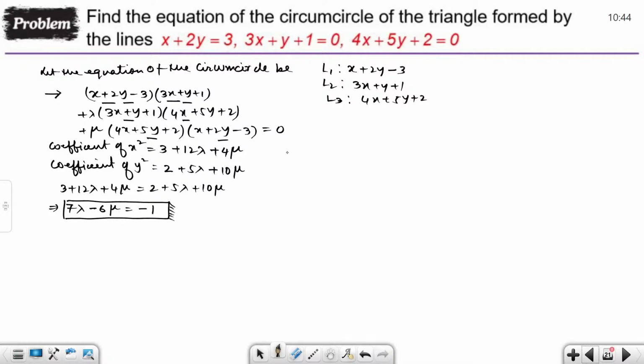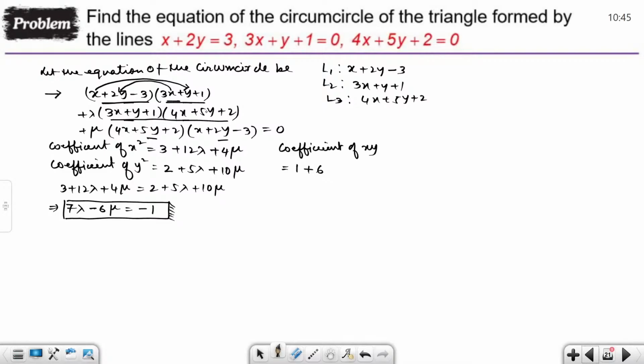Now to find the second equation, I have to find what is the coefficient of xy. Again, in this case, don't multiply the whole thing. Simply find out mentally what should be the coefficient of xy. From the first one, we get the coefficient of xy when this x is multiplied with this y, and when this 3 is multiplied with this. Here in this case, it will be 1 plus 6, right?